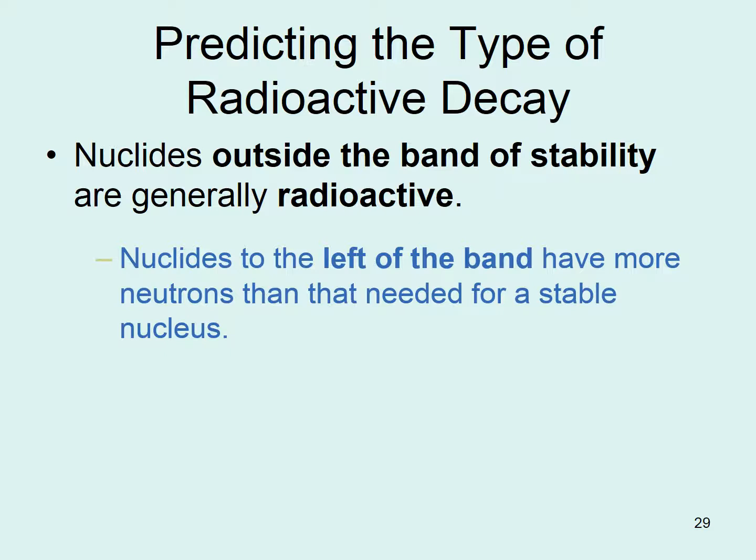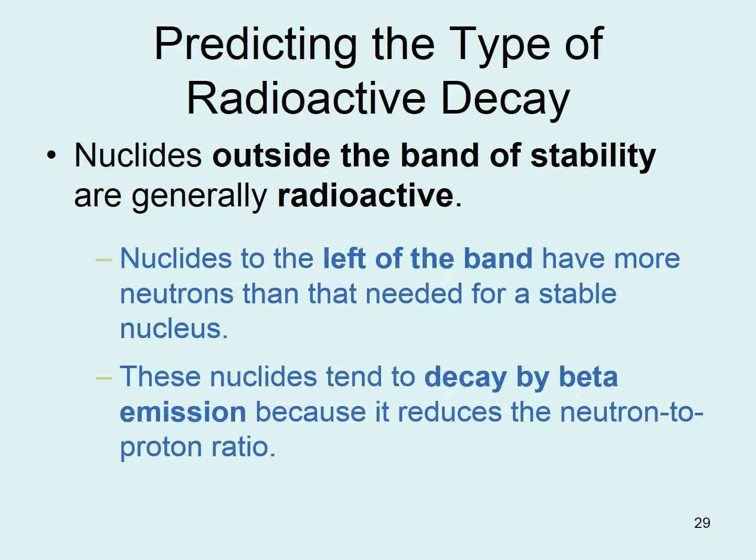So nuclides to the left of the band actually have more neutrons than they need for a stable nucleus, so that neutron to proton ratio is too large. So they will tend to decay by beta emission because it reduces this neutron to proton ratio, because neutrons are converted to protons, and so it reduces the neutron to proton ratio.